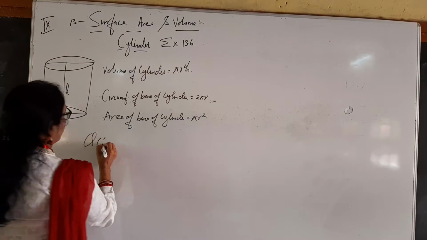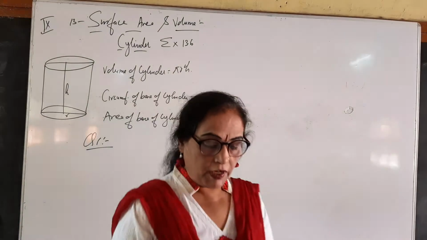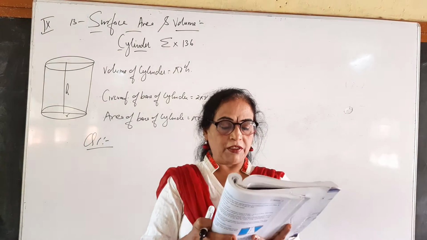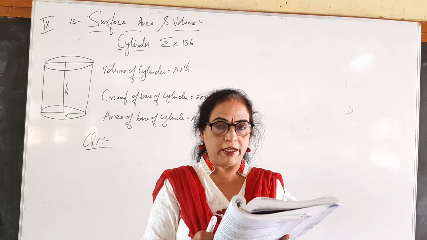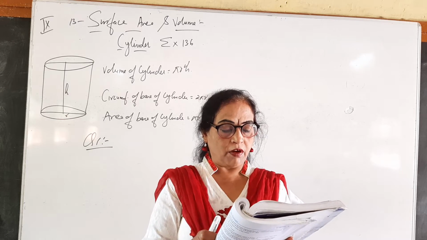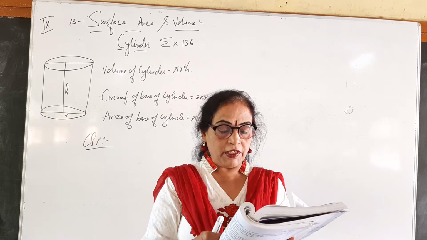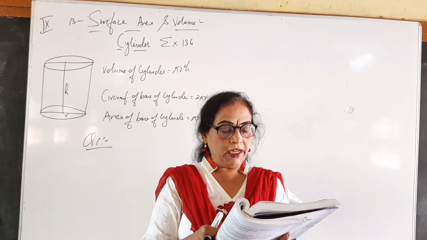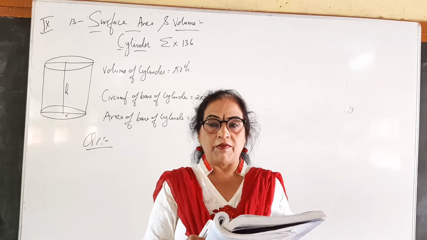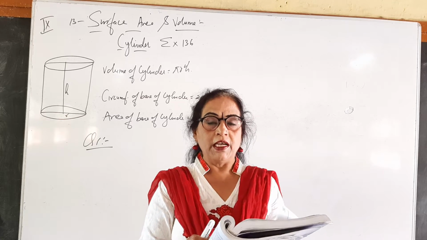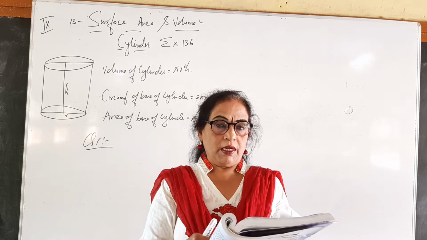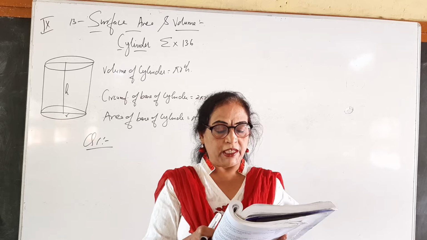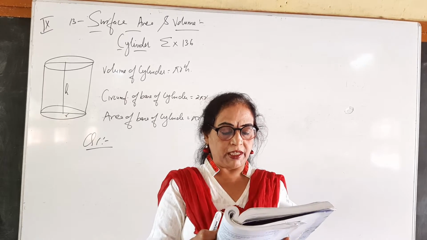Question number 1 is given. The circumference of the base of a cylindrical vessel is 132 centimeter. Height is given 25 centimeters. How many liters of water can it hold? That means we have to find the capacity or volume here. It is given that 1000 cubic centimeter equal to 1 liter.